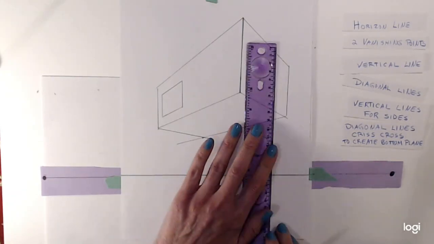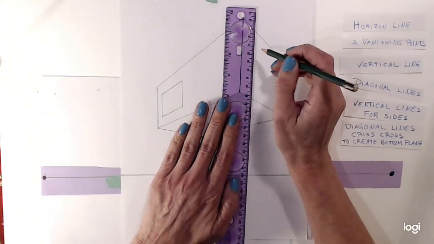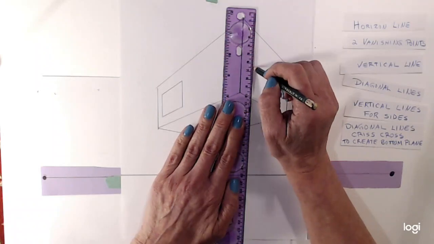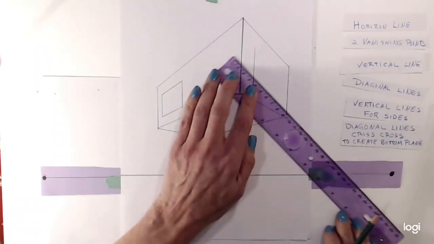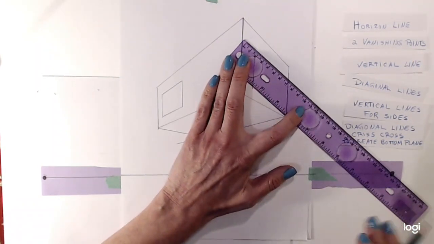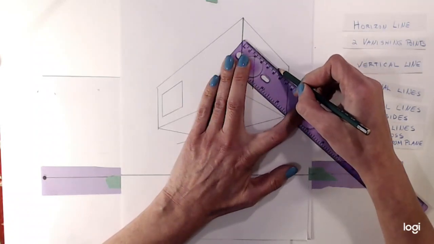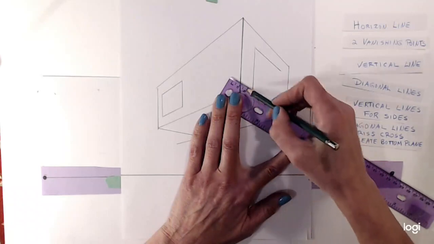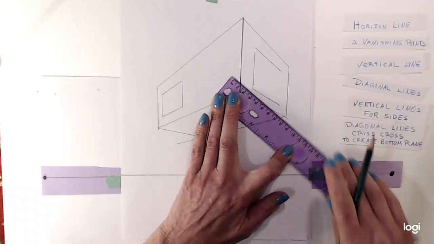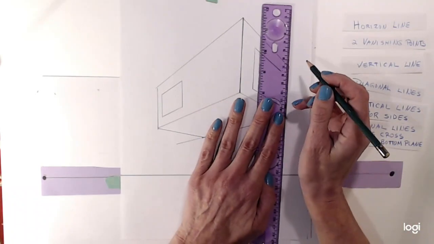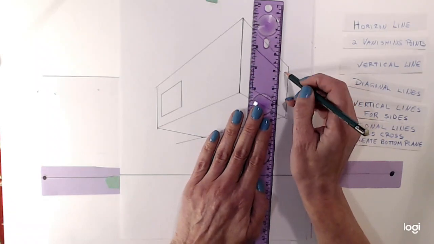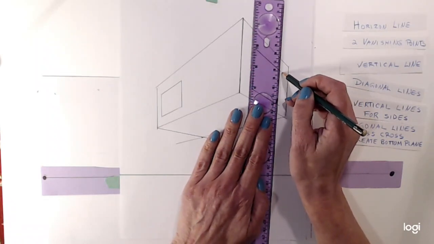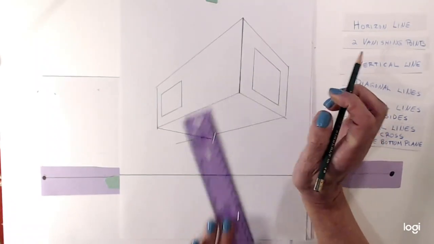Let's draw a window on this side. So this is the right side of the building. That means we're going to be looking at the vanishing point to the right. Draw your diagonal lines. And then connect the two with your vertical line. Notice all the vertical lines are parallel. Okay.